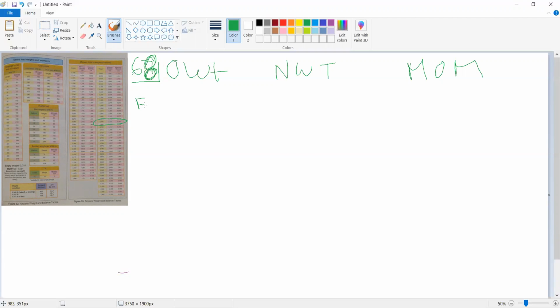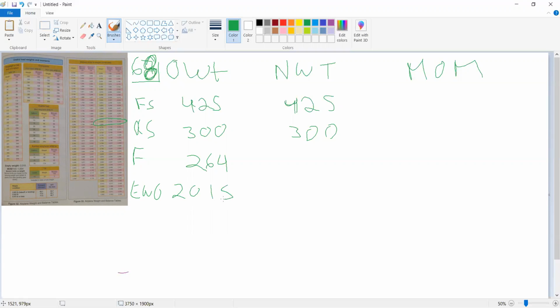So we have the front seat, which is 425 pounds, and that's the old weight and the new weight. Then the rear seat is 300, so I'll put 300 and 300. Fuel changes though. Fuel is 44 gallons, and 44 times 6 is 264. We'll come back to that. And the empty weight remains the same, 2015.